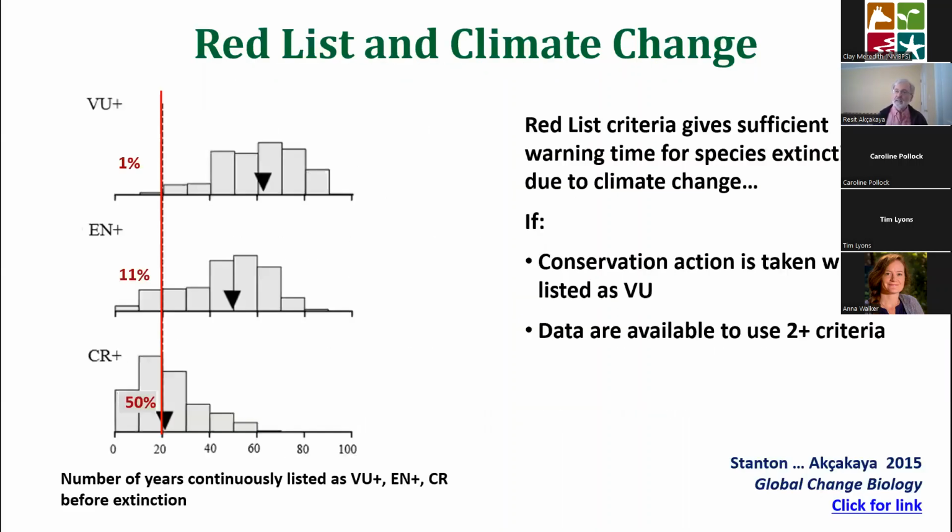And now we did a simulation study of this. I won't go into the details, but what we determined is that the Red List criteria, even if you don't explicitly model projected climate change effects, gives sufficient warning time if conservation action is taken when the species is listed at the lowest threat level, vulnerable, and if data are available to use at least two criteria, like A and B or B and D, at least two criteria, then there is sufficient warning time.